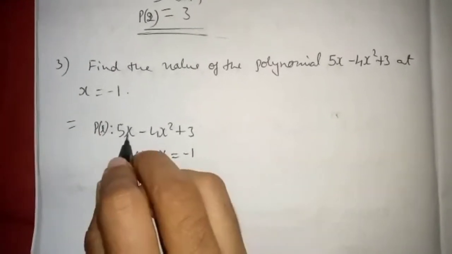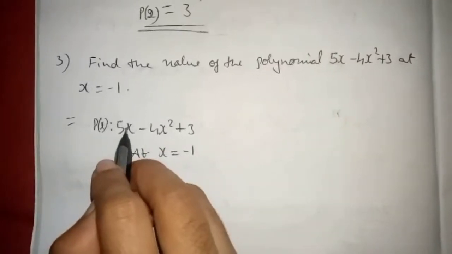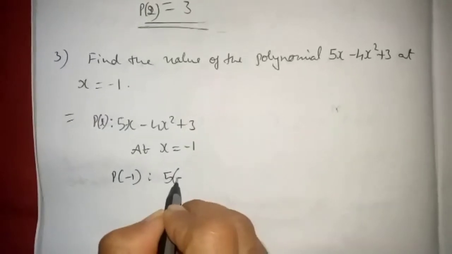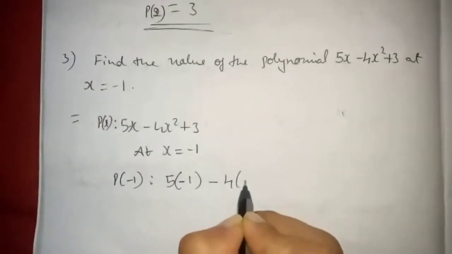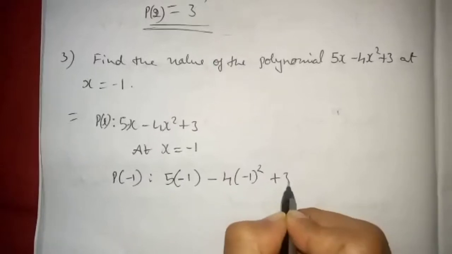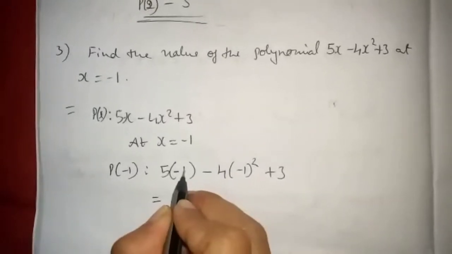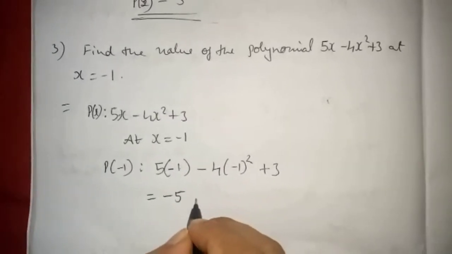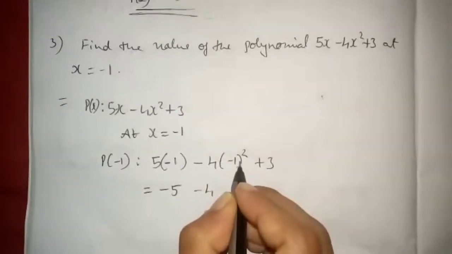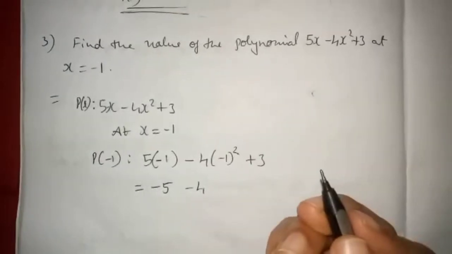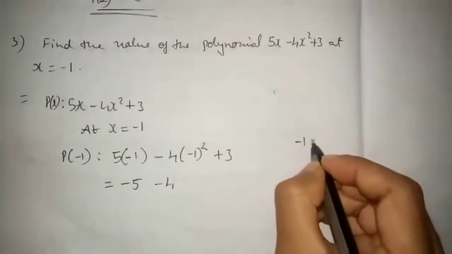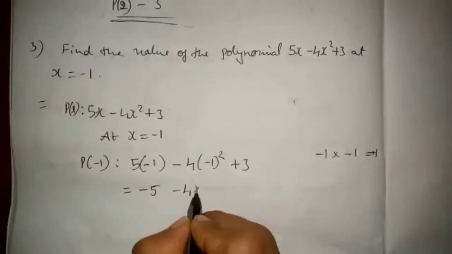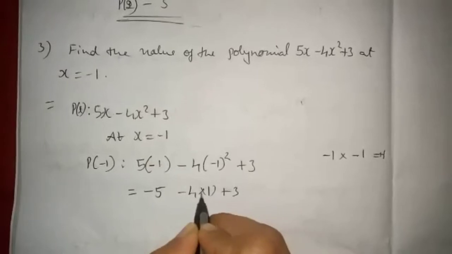So 5 into, nothing is there here, it is multiplication. Into x place you have to write minus 1. Minus 4 into minus 1 square, plus 3. Now 5 ones are 5. Here minus 5. Next, minus 4 into 1 square, minus 1 square. Minus 1 square means plus 1, right? Here minus 1 into minus 1. 1 ones are 1. Minus minus is plus. So plus 1 it will be. So into 1, plus 3.